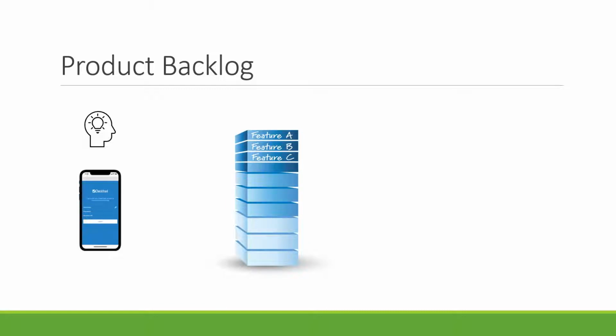Now, the question to ask is, are all these features equally important? And in most cases they're not. There are some features that really are core to your concept, your app idea, and others are important but maybe not as important. So this is where a product backlog comes in.